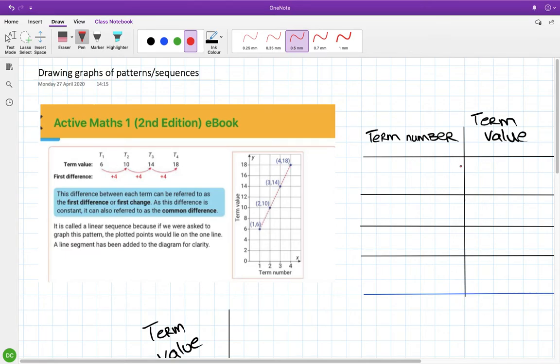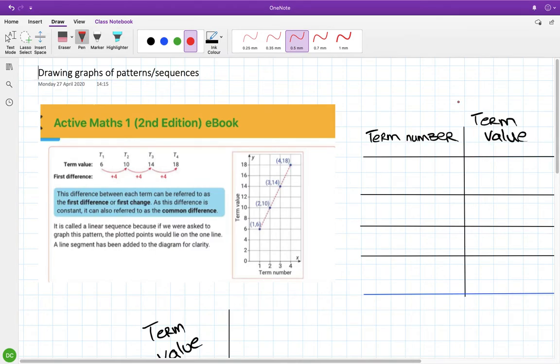So we always put it into a table first. In most questions on the papers, you're asked to do that, so it's not given in a table. Your first 5 marks will be display this information in a table. So the table is pretty much always term number and term value.